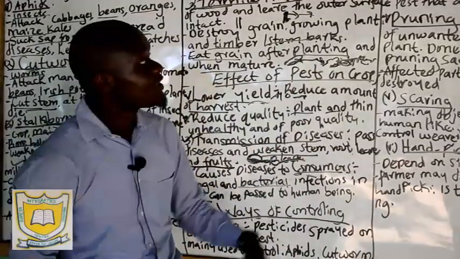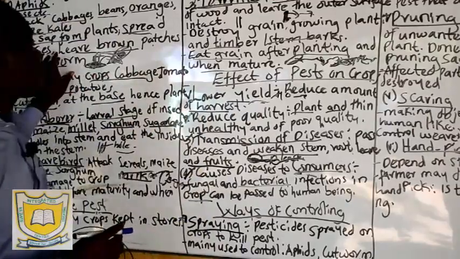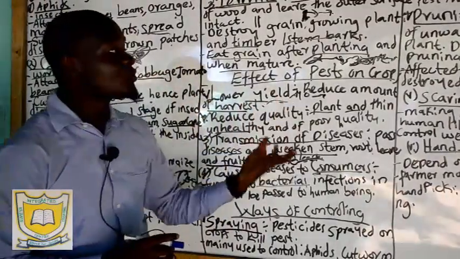We have those chemicals that can be used to control aphids. We have those chemicals that can be used to control cutworms. We have those chemicals that can be used to control armyworms.